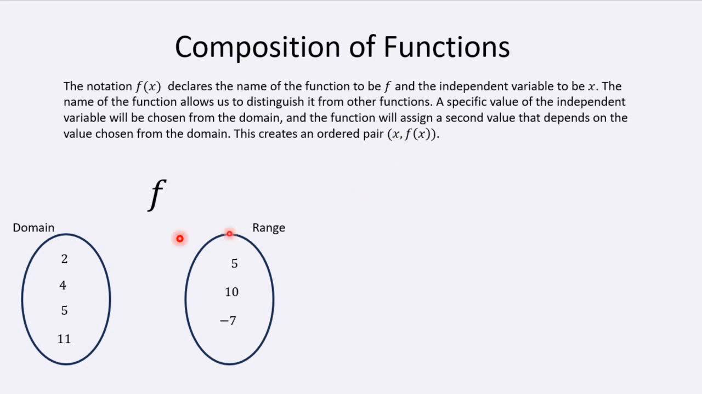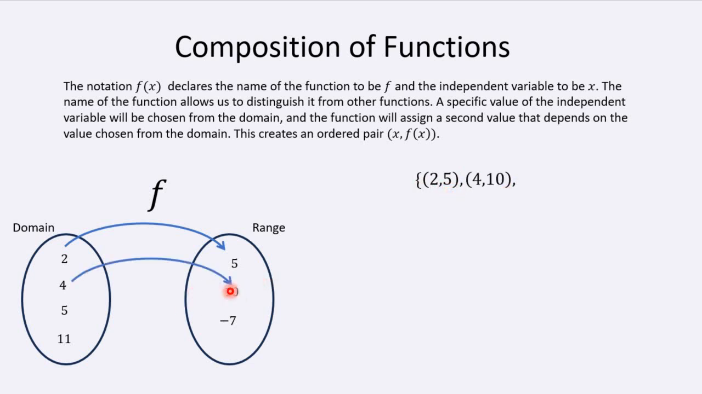So x is a value from the domain, and f of x is the value that the function assigns to the value from the domain in the range. In this case, let's take a look at a function f that assigns the value of 2 the value 5. So the value 5 gets assigned to the domain member 2, and that creates an ordered pair.